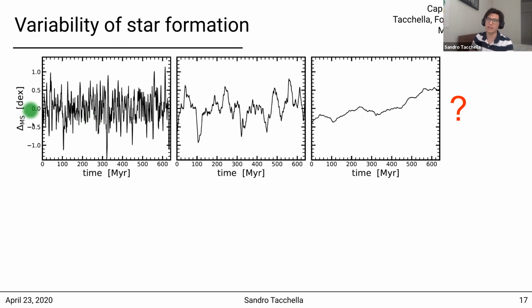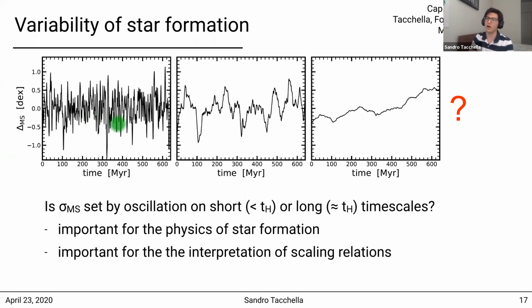And so the question remains, how do galaxies fluctuate about the star forming main sequence? So are they moving on these short time scales or on these longer time scales? And so we can ask the question, is the scatter of the star forming main sequence driven by short-term fluctuations or long time scales? And again, I motivated this based on the physics of star formation, but from a galaxy evolution point of view, especially for observers, it's also important because of the interpretation of scaling relations.